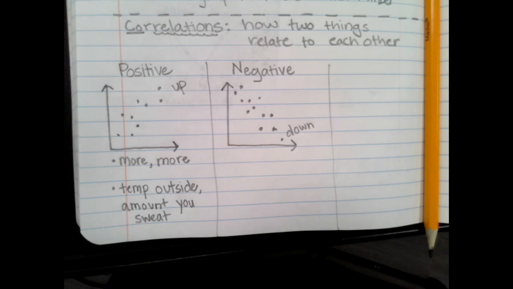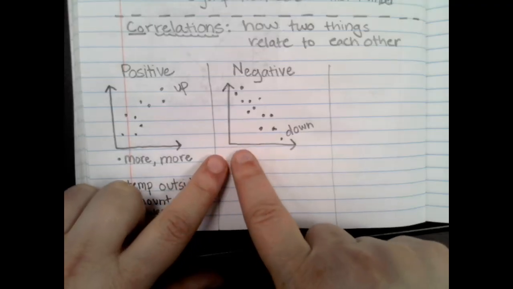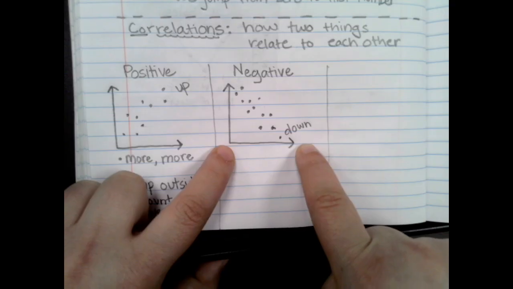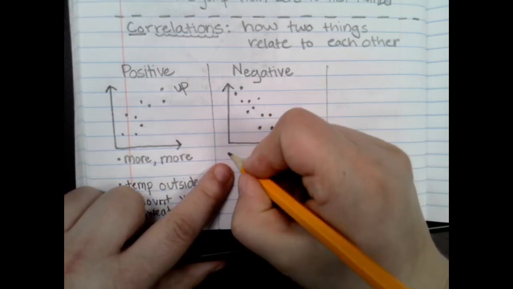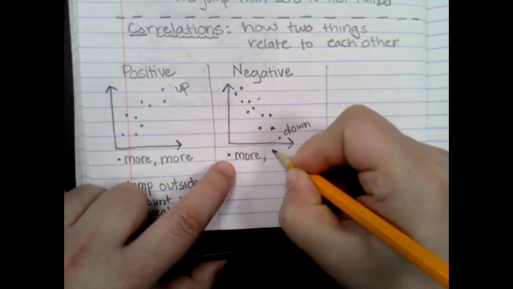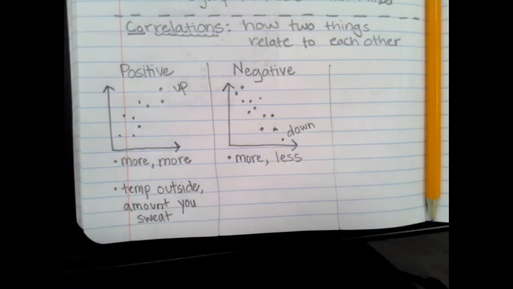So this one's a little goofy because people are thinking it's less, but actually as we go along our x, as we go to the right on our x is getting bigger, but our points are getting smaller. So it's actually an opposite relationship. It's a more, less. The more something happens, the less of something else we have.